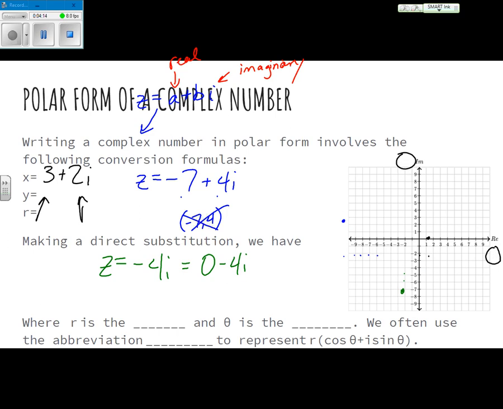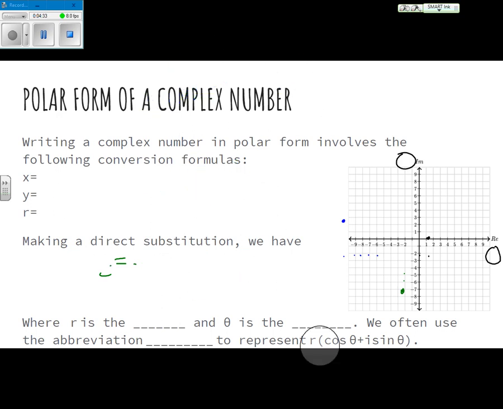Because what we want to do in this video is take this complex number right here, negative 7 plus 4i, and convert it into something called polar form. Polar form.